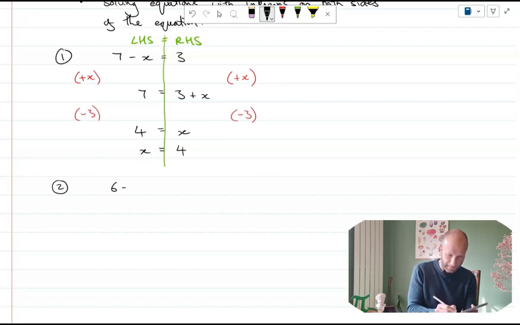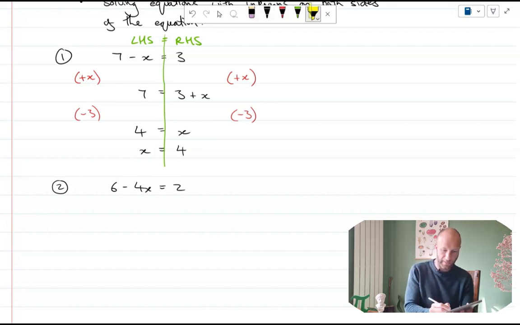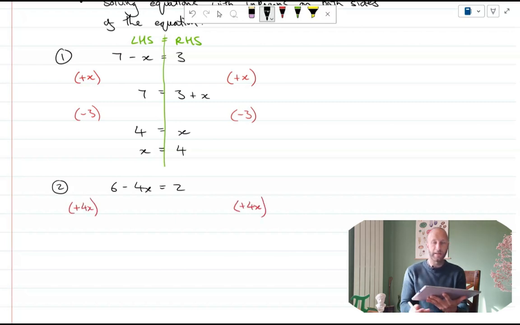So 6 minus 4x equals 2. So same kind of principle. We don't like the negative x term, the minus 4x, so we're going to make that x term positive. And we do that by adding 4x to both sides. And we put our working well out of the way of everything. The hints in red, when you get better, you won't ever write them in. They're just while you're learning this and while we start.